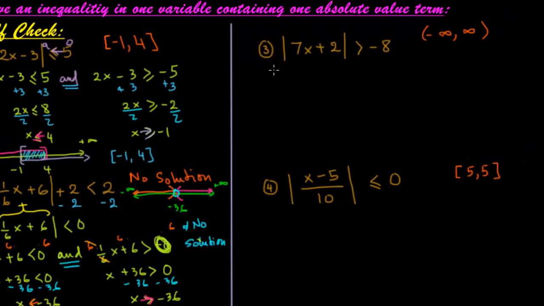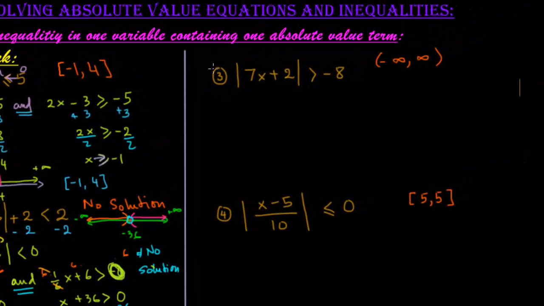Now let's go over number 3. We have the absolute value of 7x plus 2 greater than negative 8. So we know the concept. We're going to break it down into 2 inequalities. 7x plus 2 greater than negative 8. The second one is 7x plus 2 less than positive 8. We flip the inequality and change the sign of the number on the right side.